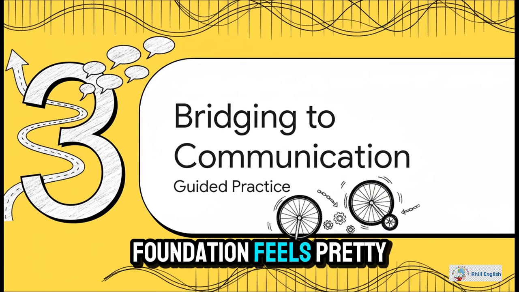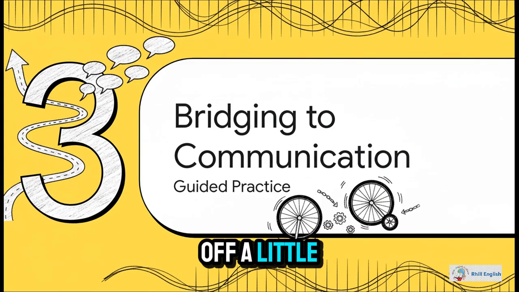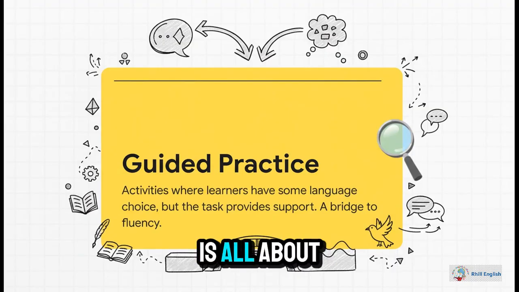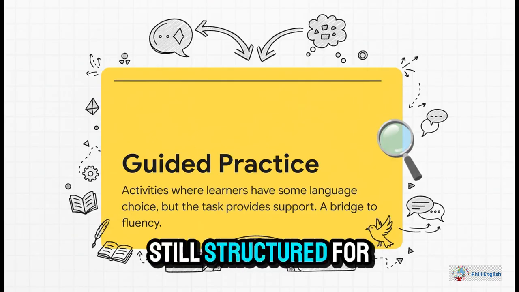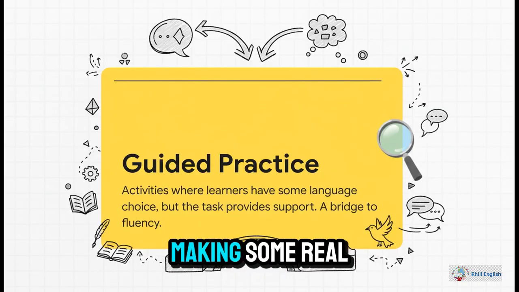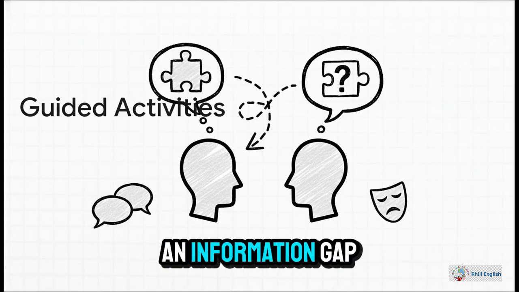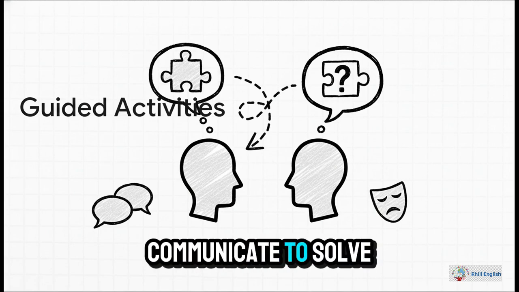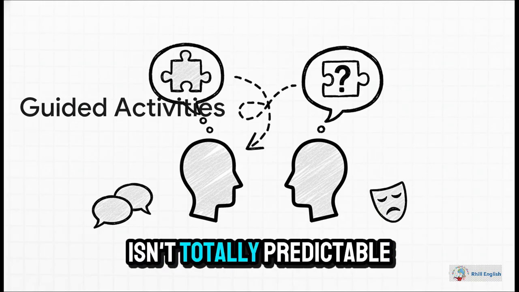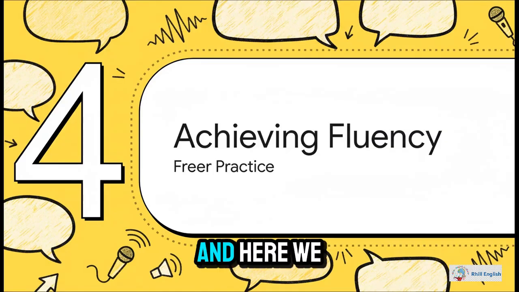Now, once that foundation feels pretty solid, we can move on. This is the stage where we start to take the training wheels off a little bit and push our students towards more realistic communication. You see, the big shift here is all about control. We're starting to hand over some of that control to the learners. The task is still structured, for sure, but now they have to start making some real choices about the language they use to get it done. A perfect example of this is an information gap activity, where one student has information the other one needs, and they have to communicate to solve the puzzle. Suddenly the outcome isn't totally predictable, and they're using language for a real reason, not just to repeat something for the teacher.